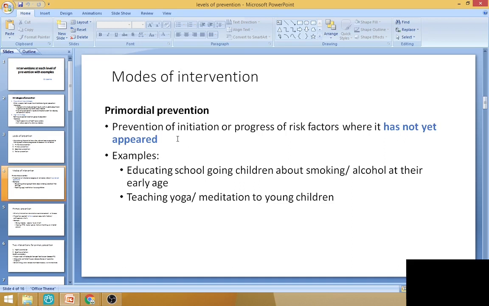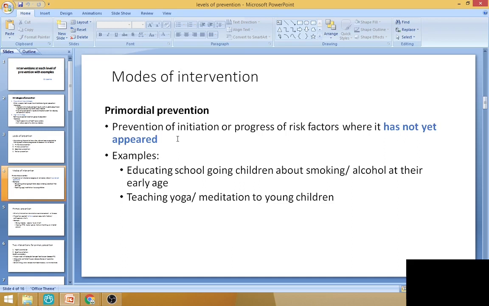Roll number 9. Are you there? Yes, ma'am. Okay. Roll number 9, can you give one example of NCD? Ma'am, diabetes. Very good. So diabetes, hypertension, cardiovascular diseases, these are examples of non-communicable diseases.